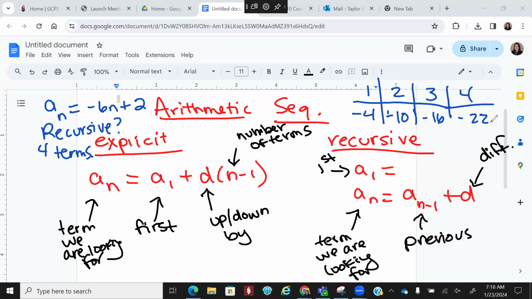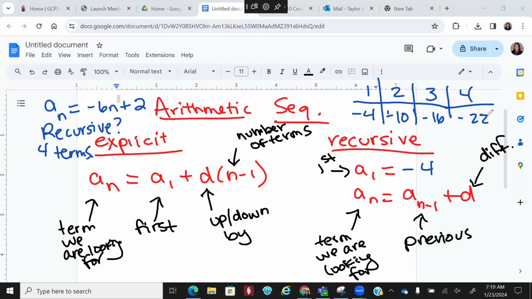Now, how do we write the recursive formula? Well, we take our equation and we say a sub 1 equals, well, what was our first term? Negative 4. So we're going to write negative 4 in there. What are we going down by each time?